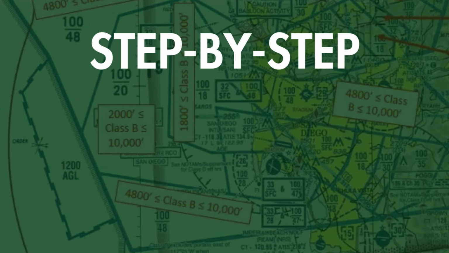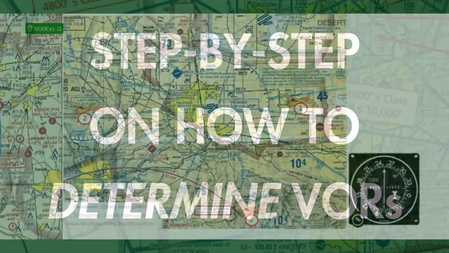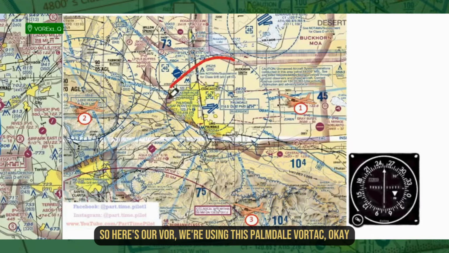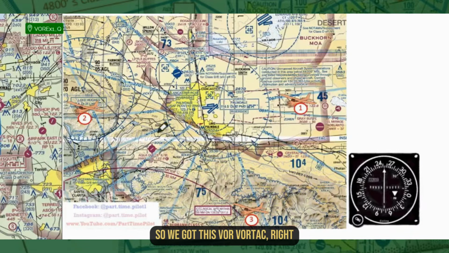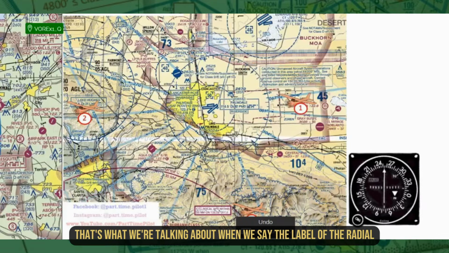I'm going to tell you the way we teach it step by step in our online ground school, how to determine VORs. The first thing you do is draw a line from your aircraft to the VOR radial marking. Here's our VOR, the Palmdale VORTAC. It has labels: here's the 0 label, the 030 label, the 060 label, the 090 label. It's a compass rose with all these labels. That's what we mean when we say the label of the radial.